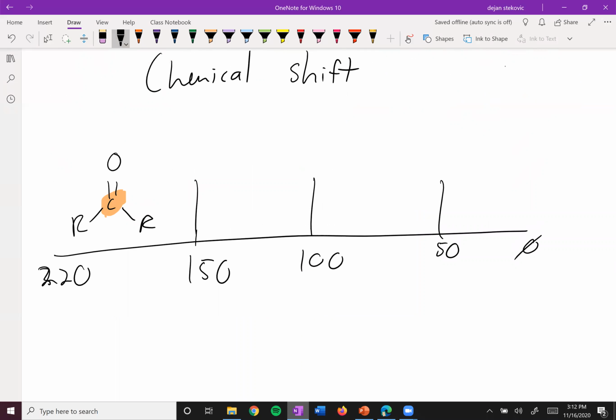If you go from 100 to 150, that's carbon-carbon double bonds or aromatic carbons. 50 to 100 is carbon either triply bonded to itself or attached to a nitrogen or an oxygen. And then 0 to 50 will be your regular sp3 hybridized carbons.